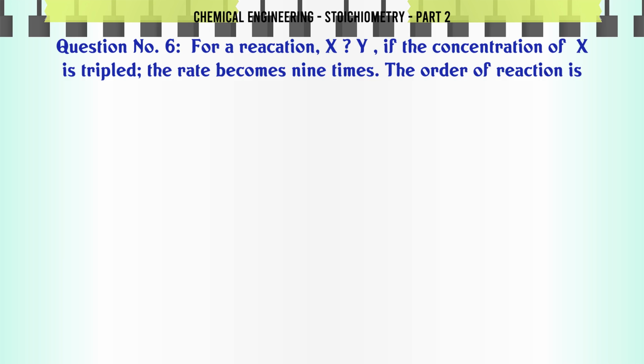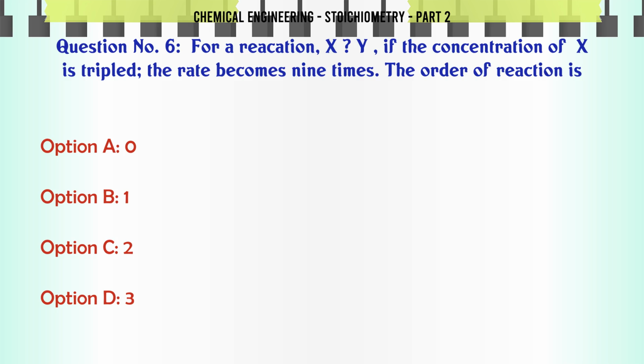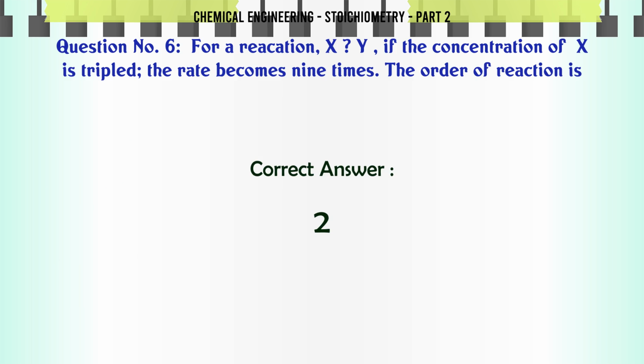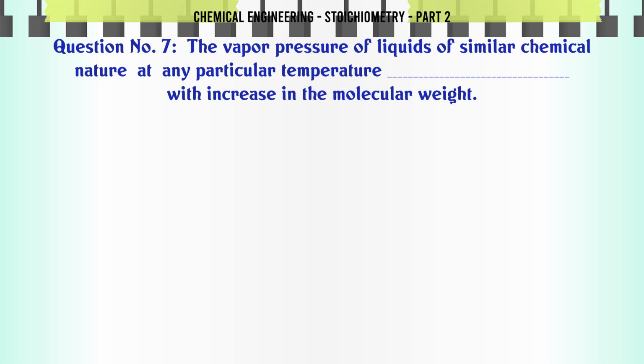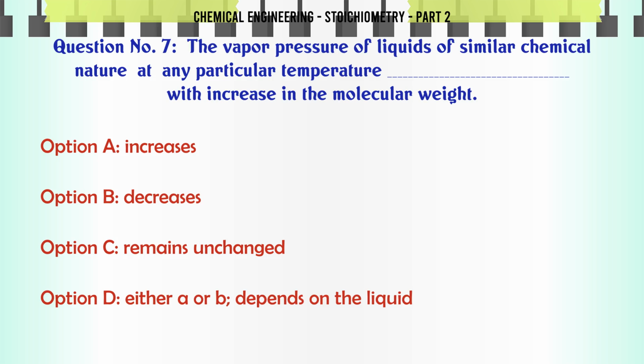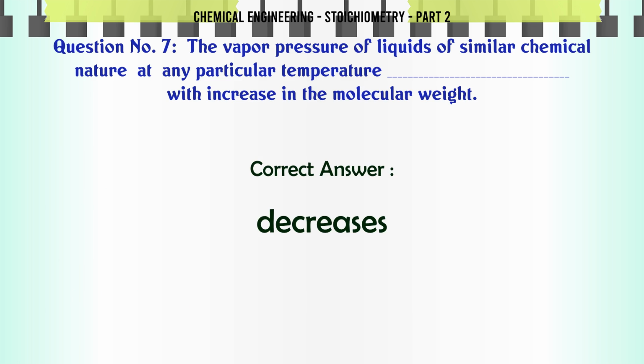For a reaction X to Y, if the concentration of X is tripled, the rate becomes 9 times. The order of reaction is A 0, B 1, C 2, D 3. The correct answer is 2. The vapor pressure of liquids of similar chemical nature at any particular temperature, with increase in the molecular weight, A increases, B decreases, C remains unchanged, D either A or B depending on the liquid. The correct answer is decreases.